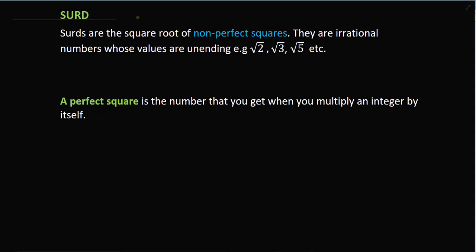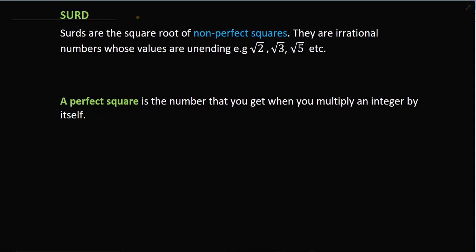Surds are the square root of non-perfect squares. They are irrational numbers whose values are unending. Examples are pi, and values such as surd 2, surd 3, and surd 5. When we take the square root of these values, their answers are unending, which means we'll have recurring decimals.